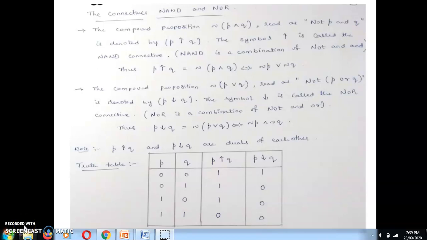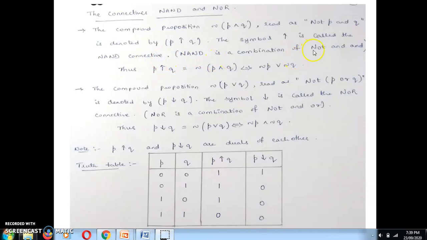Yes, hello everyone. Let us see the next concept in this discrete mathematical structure, that is the connectives NAND and NOR. The definition of NAND says that it's a compound proposition, that is negation of P and Q. It is also read as not P and Q. It is denoted by this symbol between P and Q.